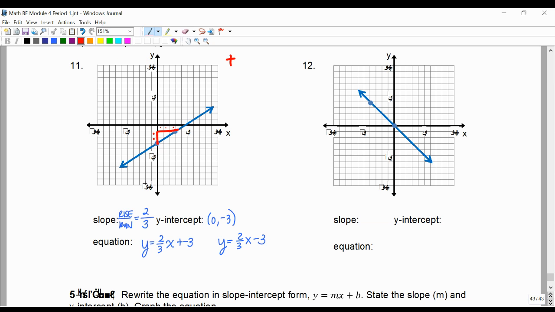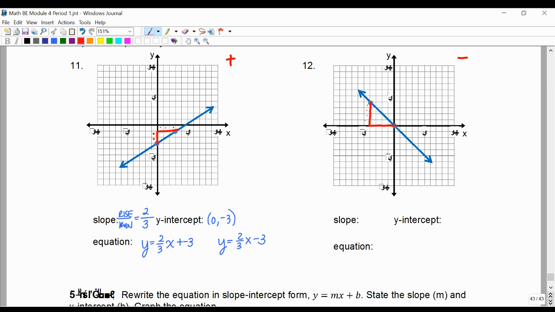Number 12, this would be maybe a good one to pause the video and try. This one's going down, so it has negative slope. And we are going to draw in the triangle below. Or maybe now that I've offered this hint, maybe now you're ready to try this one. And then unpause the video and check it.